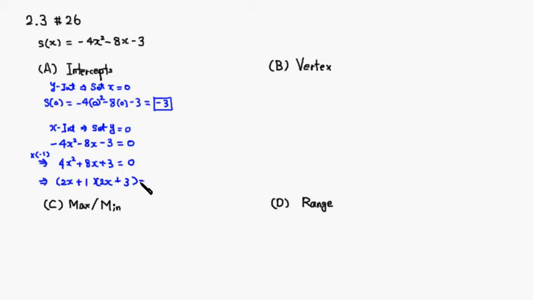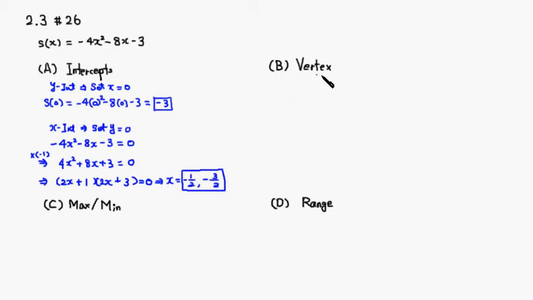So we have to set that equal to 0, which means that x must be, setting this factor equal to 0, negative 1/2. And if you set this other factor equal to 0, you're going to get negative 3/2. So those are the x-intercepts.